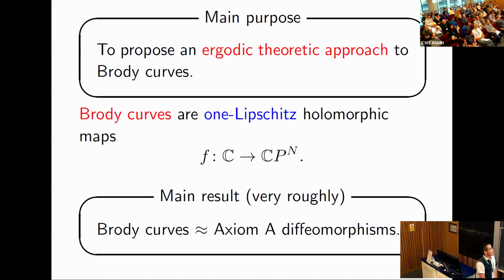This is a summary of my talk. My main purpose is to propose an ergodic theoretic approach to the study of Brody curves. What are Brody curves? Very simply speaking, Brody curves are 1-Lipschitz holomorphic maps from the complex plane C to the complex projective space. My conclusion is that, very roughly speaking, Brody curves have an ergodic theoretic structure somewhat analogous to that of Axiom A diffeomorphisms. This is my main message.